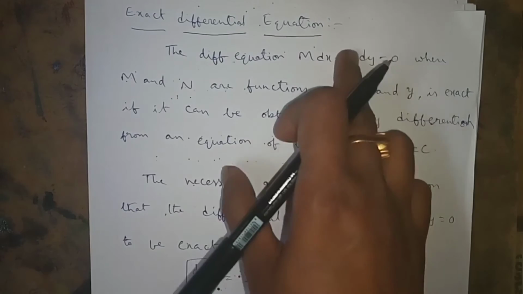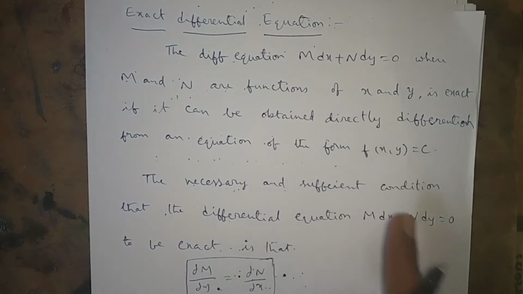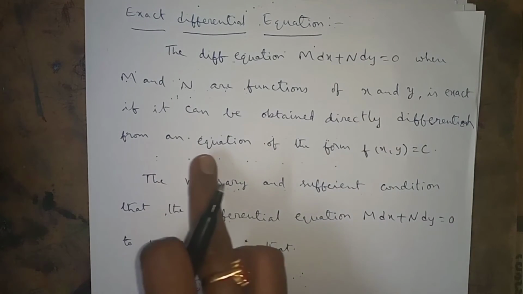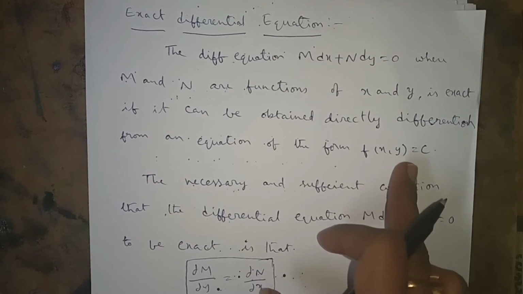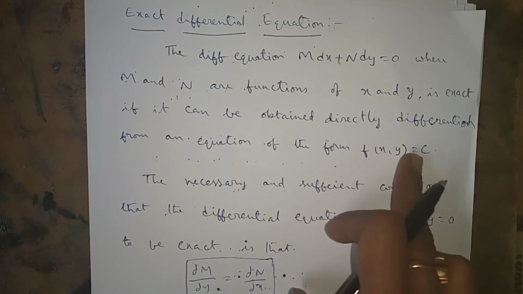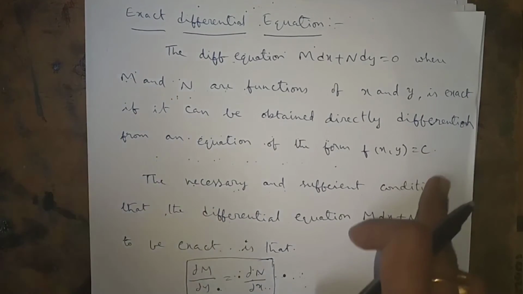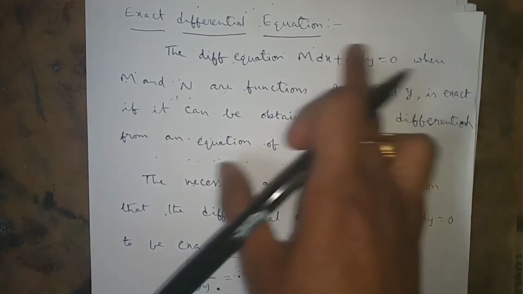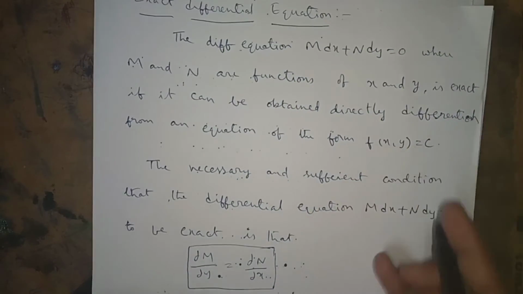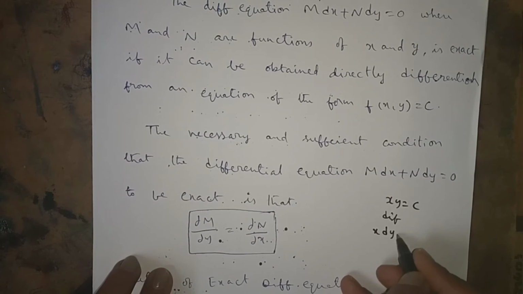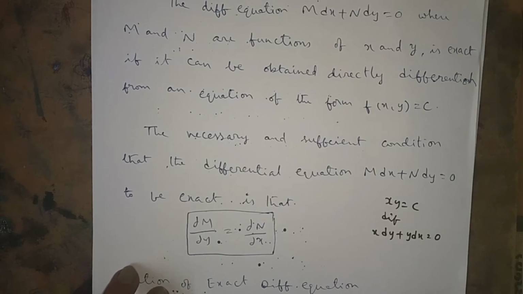When will you say this equation is exact? If it can be obtained directly from an equation of the form f of xy is equal to c, then only. If you obtain this equation directly from the equation f of xy is equal to c, then we say that it is exact. For example, xy is equal to c. If you differentiate with respect to x, you get x dy plus y dx is equal to 0. Therefore, x dy plus y dx is an exact differential equation.